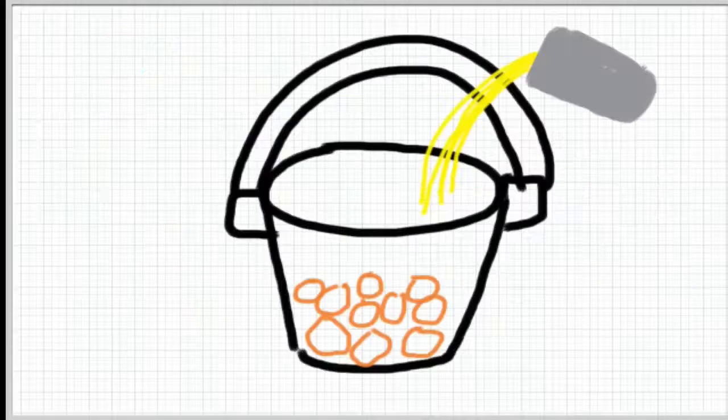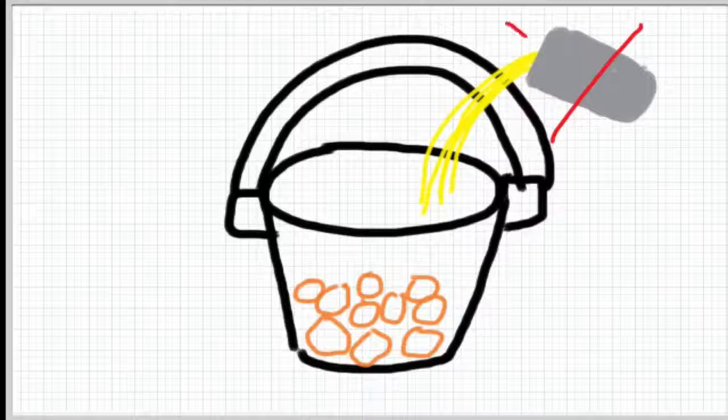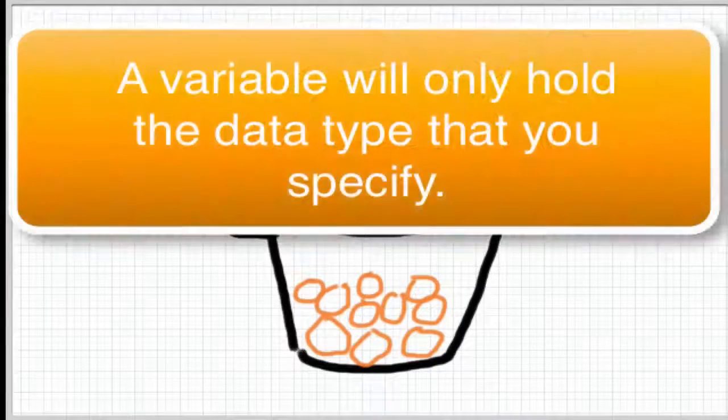So this means that if you make a variable and you say, this variable is only going to hold rocks, then you can put all different types of rocks in that variable. But the second you try to pour beer into the rock bucket, you're going to get an error. So this leads us to the second point. A variable will only hold the data type that you specify.